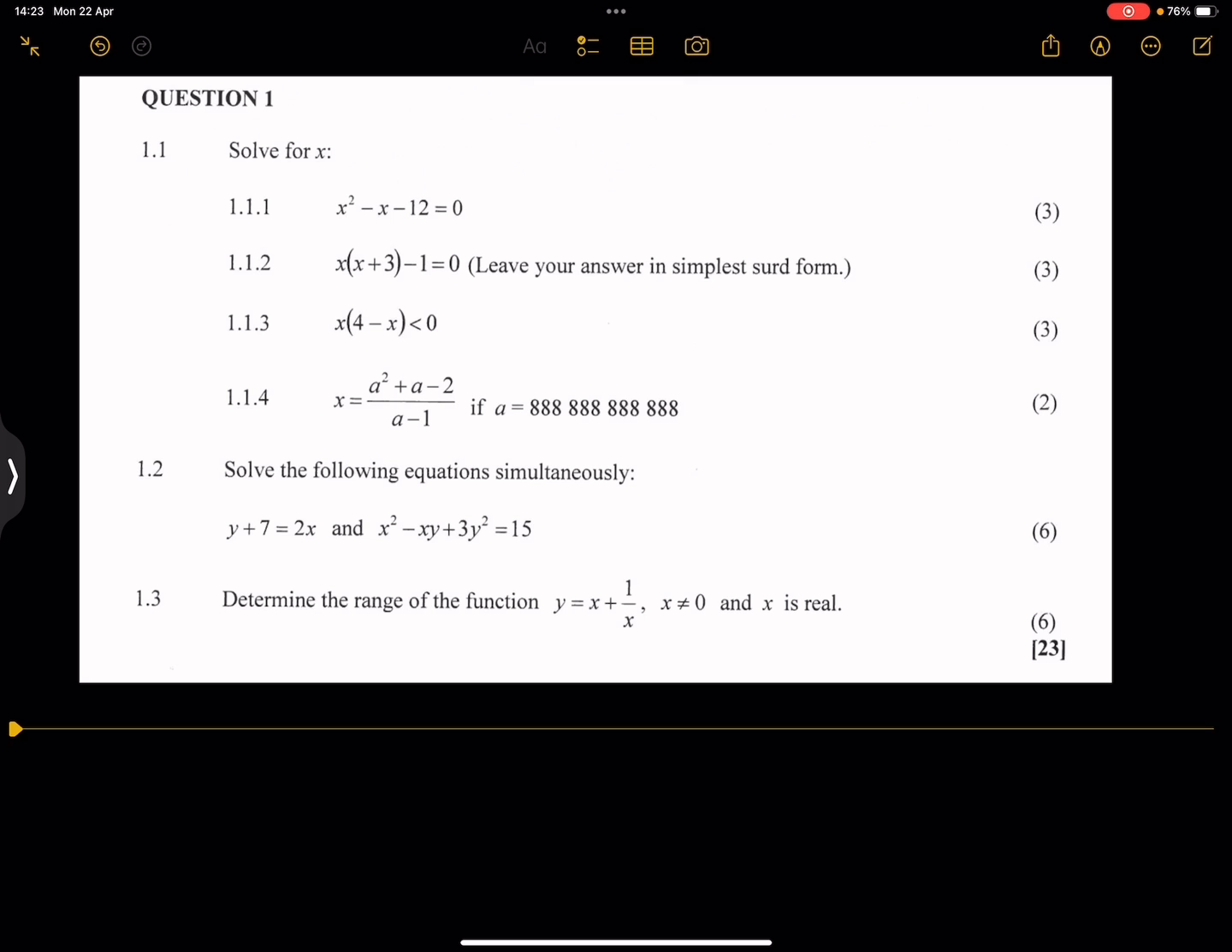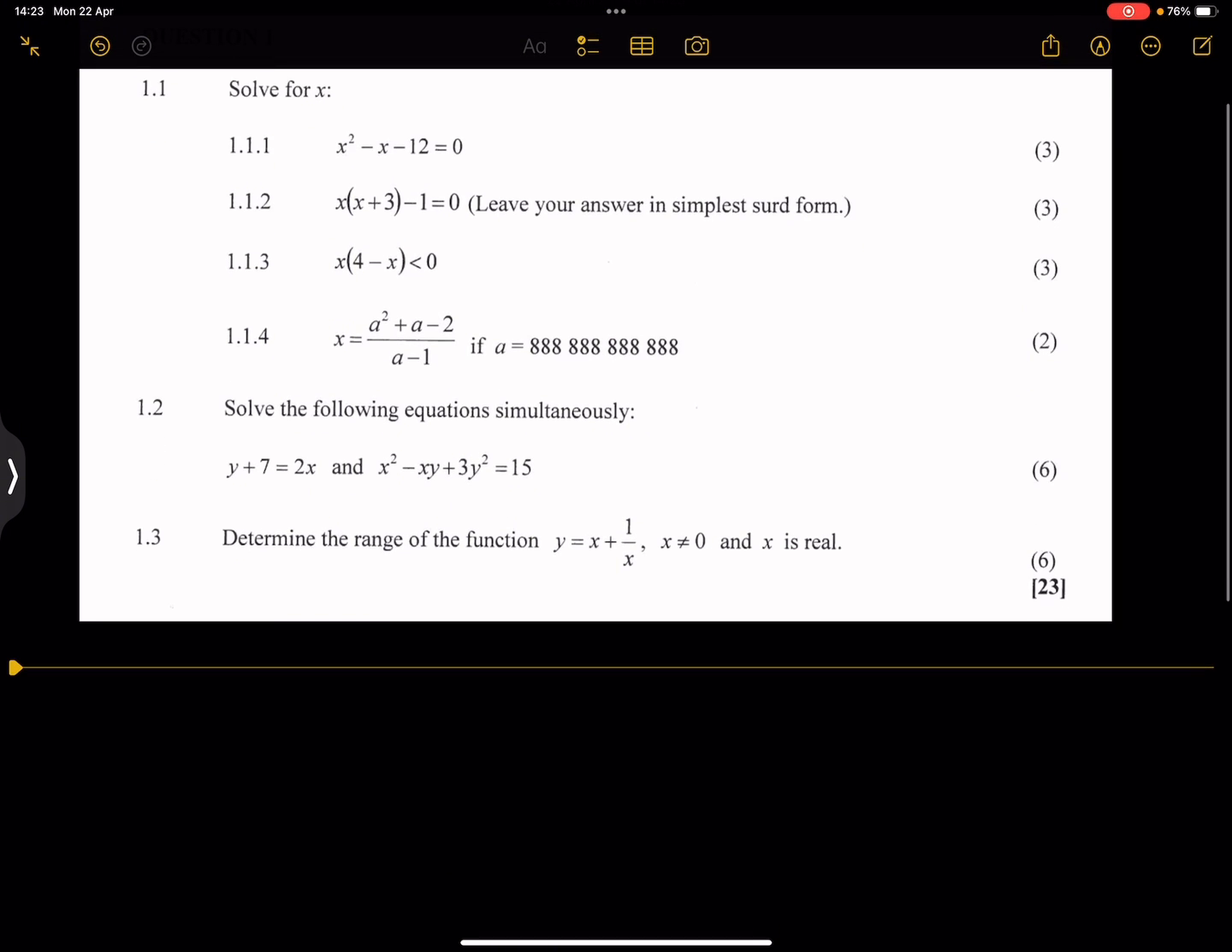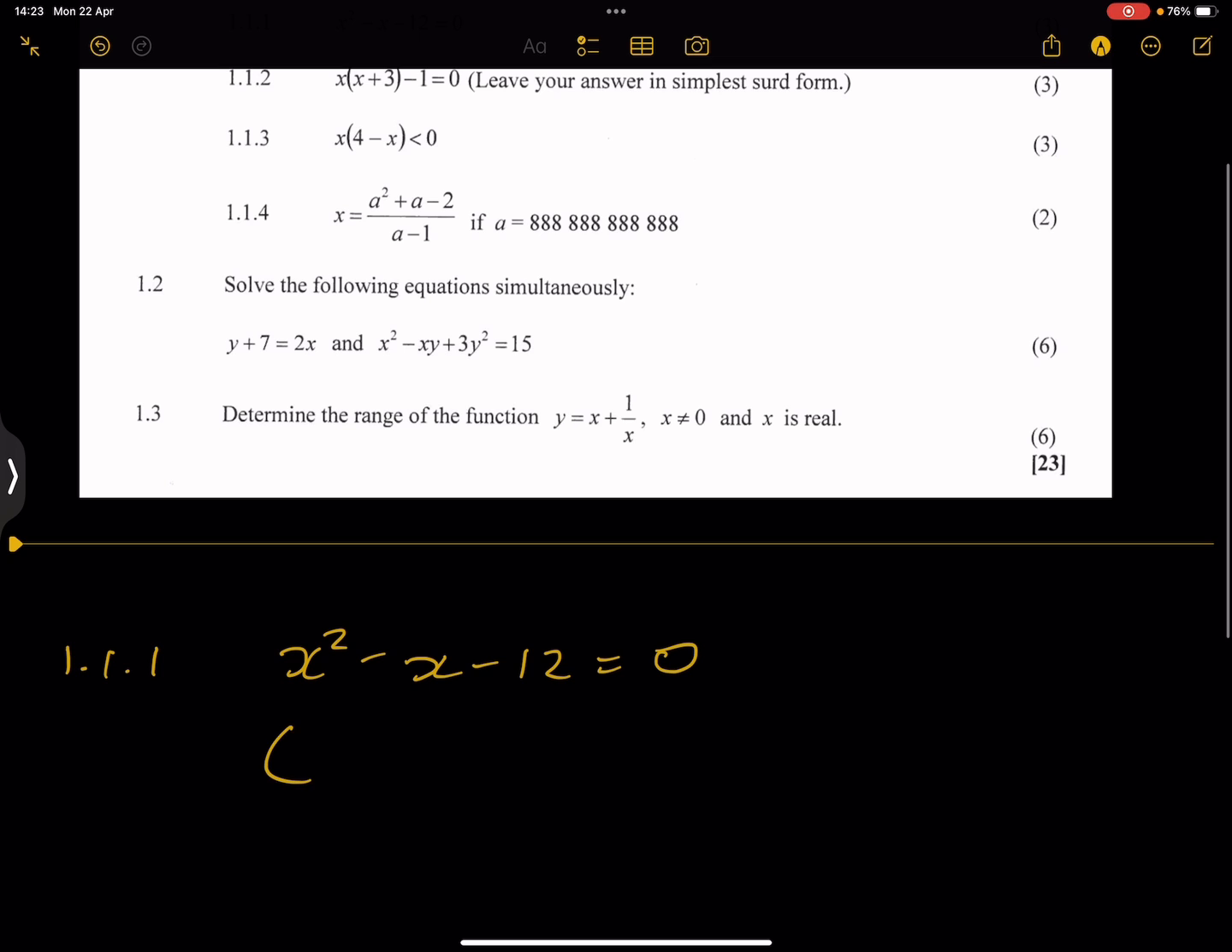All right, so let's start with question 1. We're saying solve for x. So 1.1.1: x squared minus x minus 12 equals 0. When we open our brackets, this is x and x. Now the factors of 12, such that when I subtract them, will give me 1. What are those factors? You guessed it. That's 4 times 3, right?